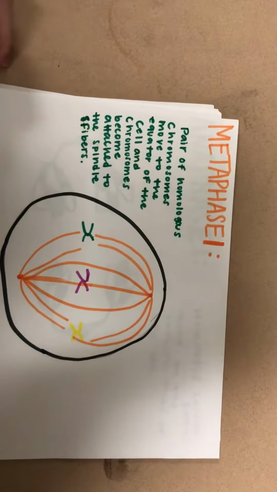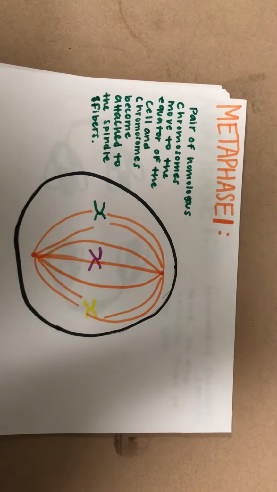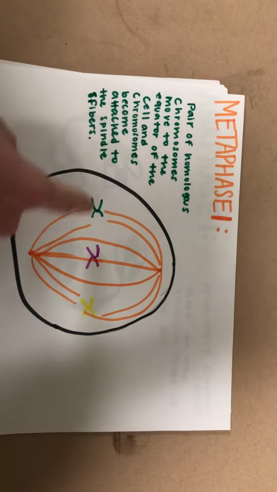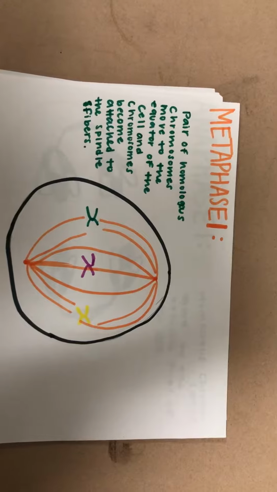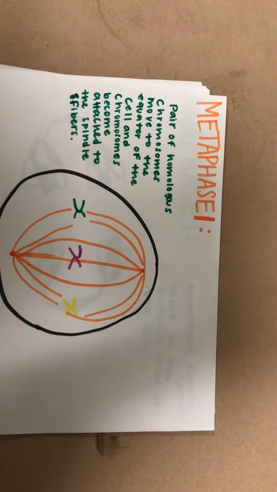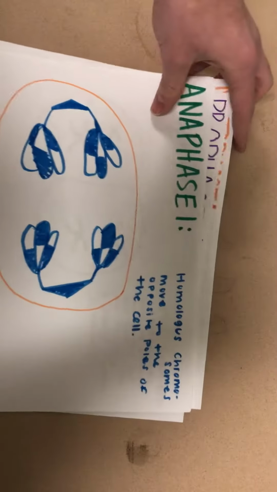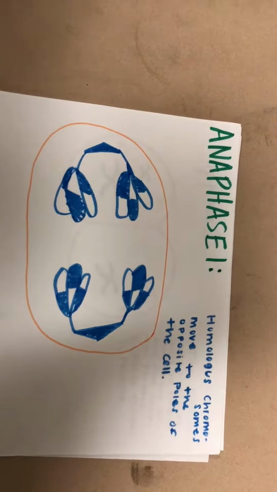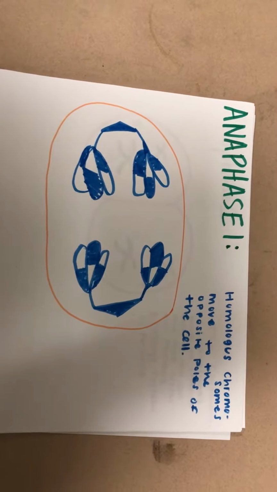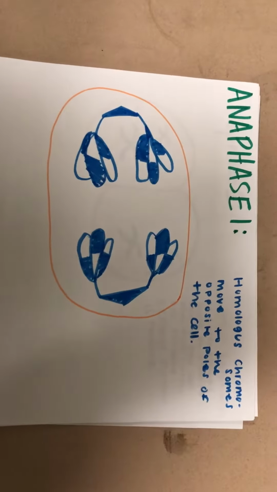So metaphase 1, the pairs of homologous chromosomes move to the equator of the cell, and then the chromosomes become attached to spindle fibers. And so those are those long orange lines. In anaphase 1, homologous chromosomes move to the opposite poles of the cell.